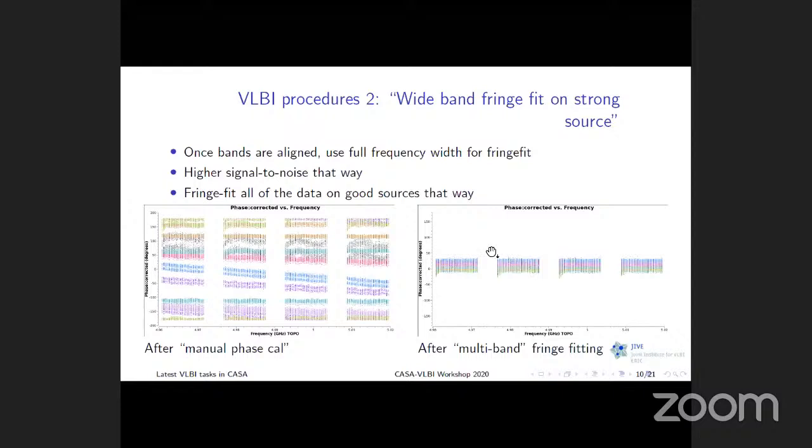Sorry, Des, can you repeat that? I can. The left-hand side is after you've done the manual phase cal, so your phases are now aligned across the bands, but there's still residual slopes. And you're looking at a different scan from the one you used for the manual phase cal. The right-hand side is after you've solved for the multiband fringe fit and applied the corrections.